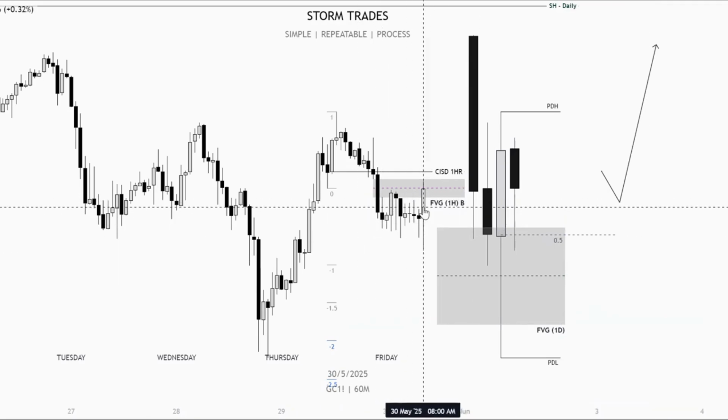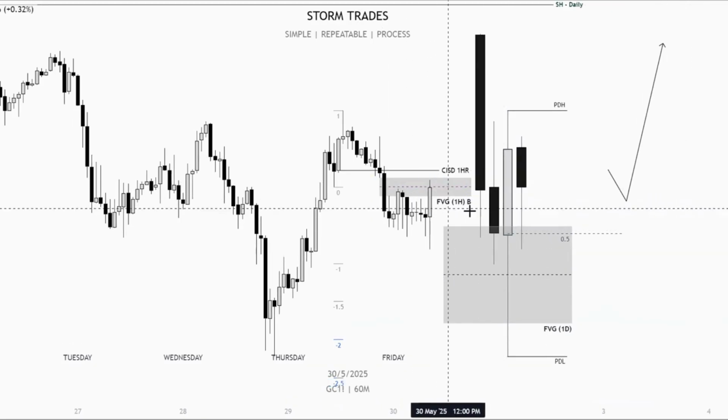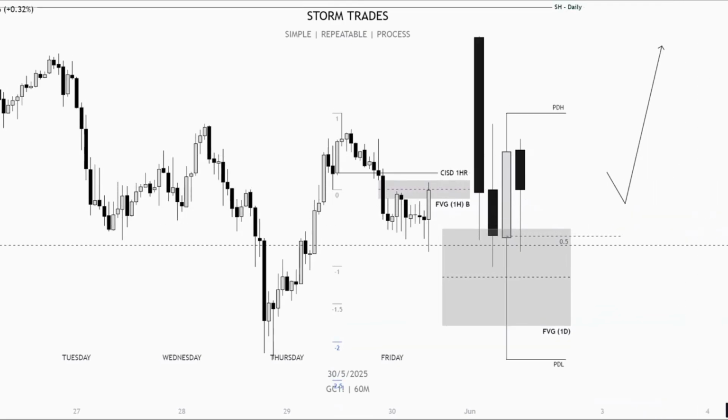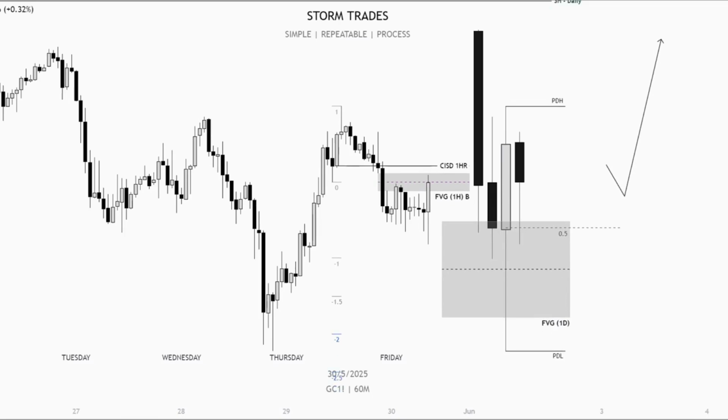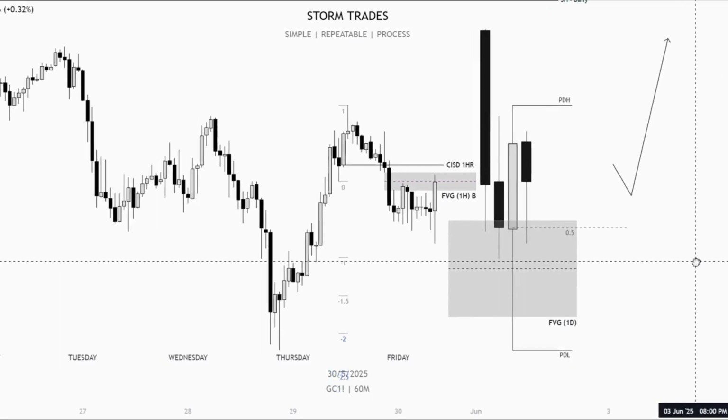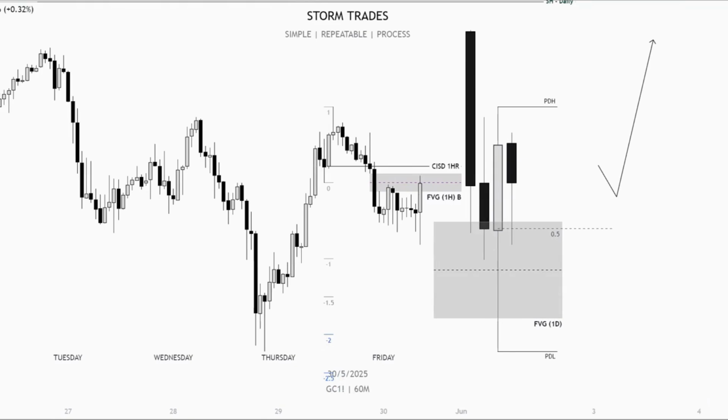I am watching price, but now I have engaged a POI, which is my number one requirement for entering on the time frame that I execute on, which is the M5. All right.